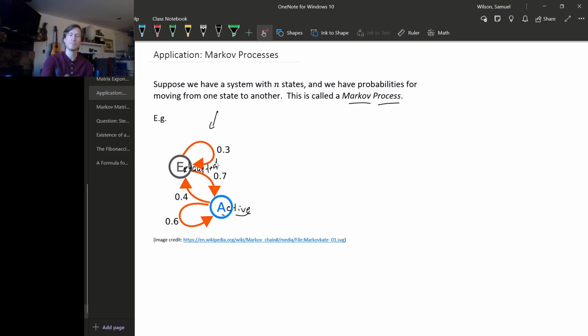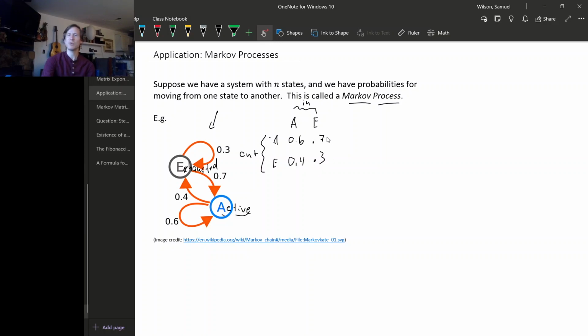You can see that for each state, each arrow has an input end and an output end, and each pair of inputs and outputs has a number associated with it. So we could have state A and state E as inputs, and also A and E as outputs. If you're coming in at state A, going out at state A, that would be 0.6. And coming in at state A, going out at state E, that's 0.4. And then 0.7 and 0.3.